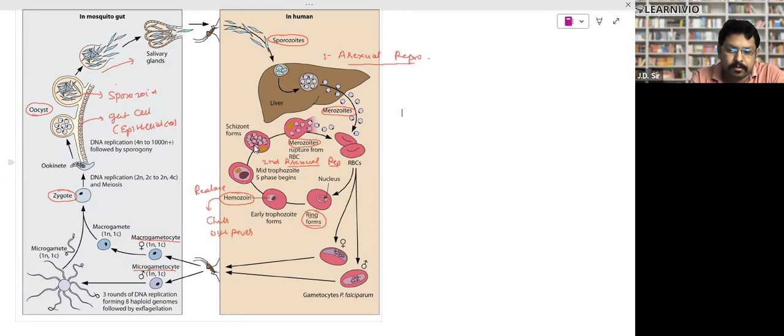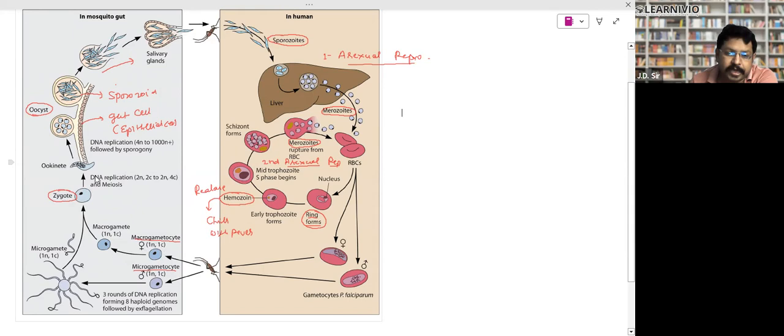Now the next one. After this second asexual reproduction, inside the RBC they form gametes, one female gamete and another male gamete. The sexual reproduction does not take place in the human body. When a mosquito comes and bites this infected person, it takes the male and female gametes. The male gamete is called the microgametocyte and the female gamete the macrogametocyte. Micro is male and macro is female. Both fuse. The fusion takes place in the gut of the mosquito, and the zygote forms there.